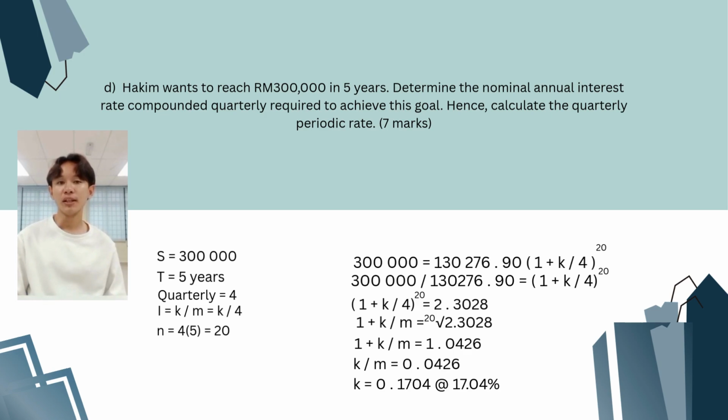By taking the 20th root, we obtain the quarterly period rate, which is 4.26%. Finally, by multiplying the quarterly rate by 4, we get the nominal annual interest rate, which is 17.04%. The nominal annual interest rate compounded quarterly is 17.04%.